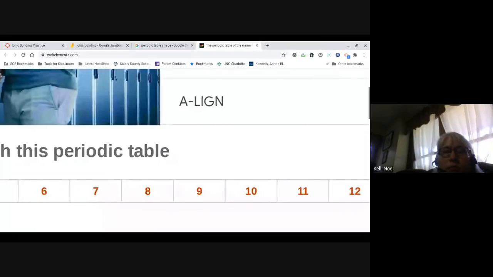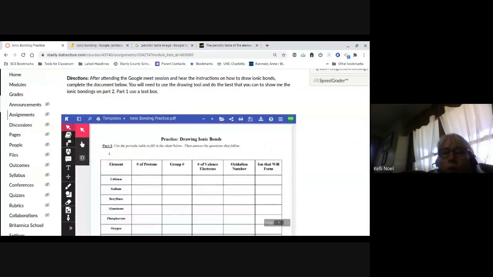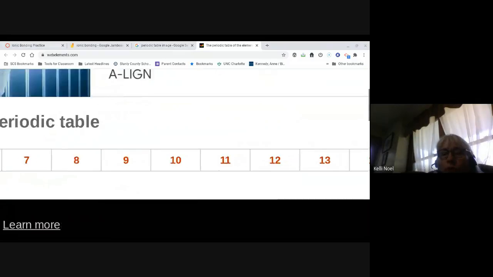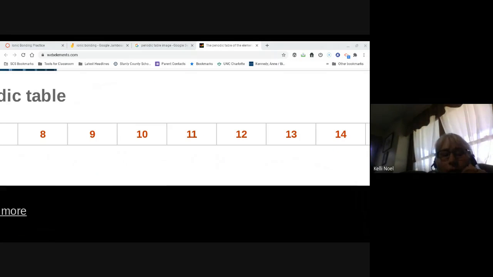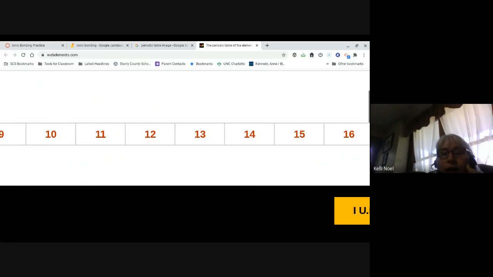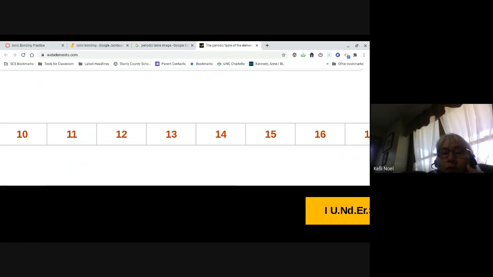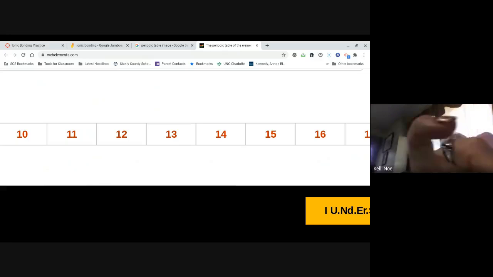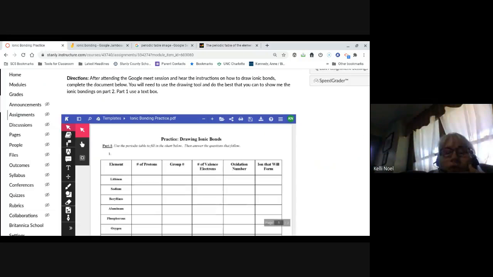All right, so on this periodic table, we have 1 through 18. Notice there's no A's, so it goes up to 18. In this case, your group number would be 13 here, but your valence electrons is only going to be 3 when you go to do this chart here. So it depends on the periodic table you're using.